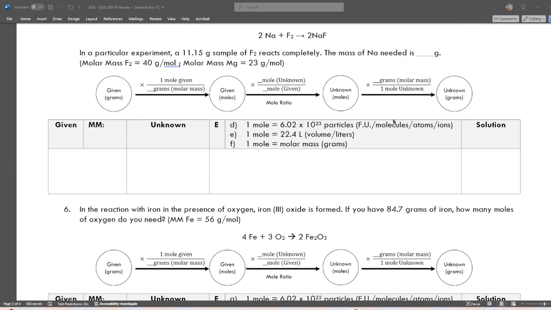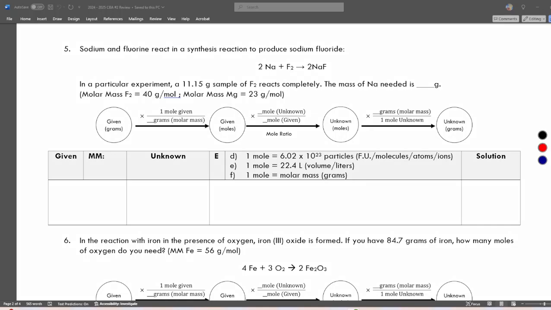All right, number 5. Ooh, this one's a little more complicated, but I think we'll be all right. It says sodium and fluorine react in a synthesis reaction to produce sodium fluoride. In a particular experiment, an 11.15 gram sample of fluorine reacts completely. The mass of sodium needed is blank grams, and then it gives us 2 molar masses. All right, this looks like a long one.